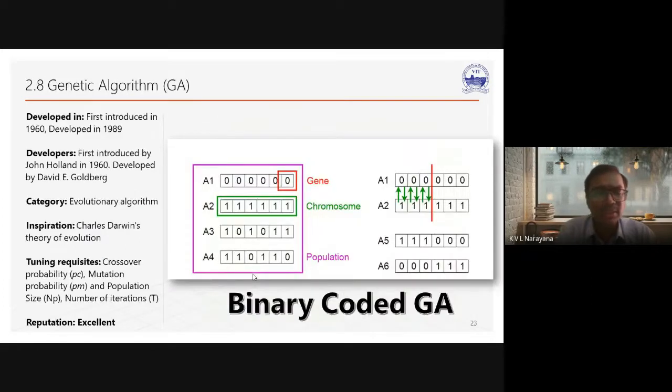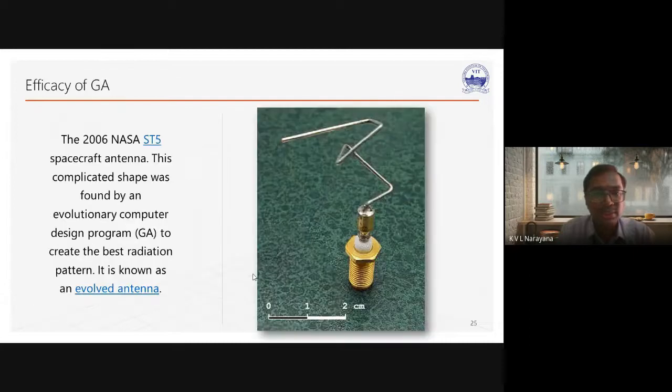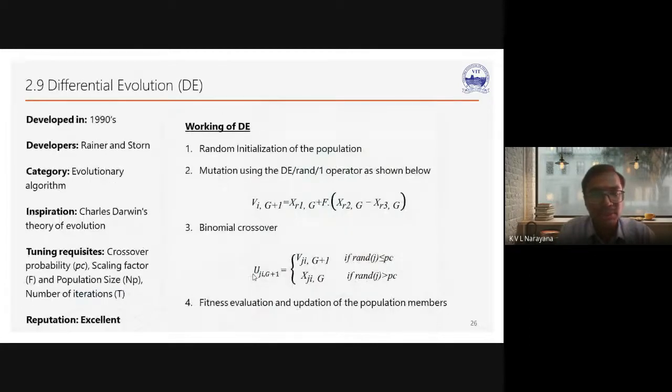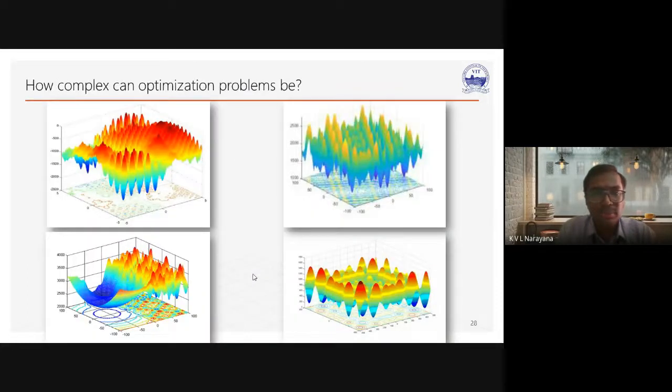So genetic algorithm, I am skipping this now, because this is a basic algorithm you might have already learned from the previous resource persons. And differential evolution is also having two tuning parameters, that is crossover probability and scaling factor. So right, how complex can optimization problems be?